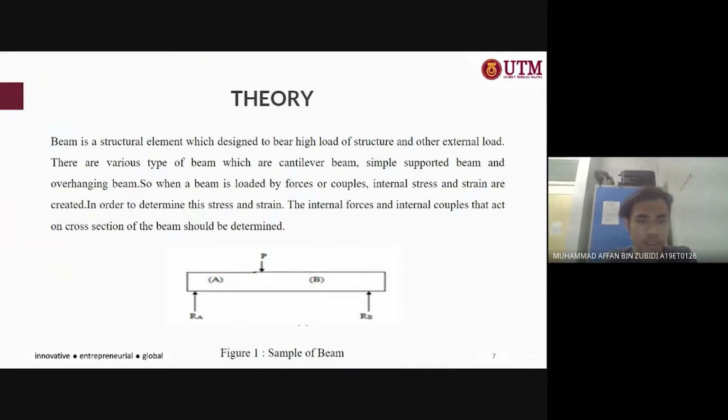When a beam is loaded by forces or couples, internal stress and strain are created. In order to determine the stress and strain, the internal force and internal couples that act on the cross section of the beam should be determined. As we can see in figure 1, that is a simple sample of a beam with P as internal, and RA and RB as external loads, and there are two parts of the beam, which are part A and part B.